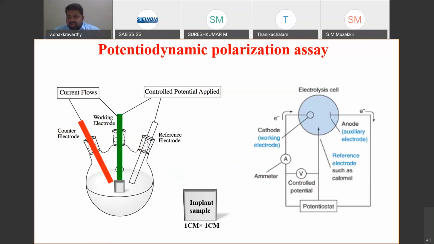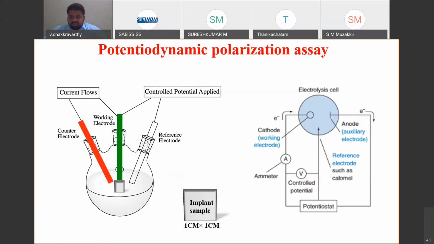In the potentiodynamic polarization assay, we consider three electrodes in total. One is the working electrode, which is the implant material. The next is the reference electrode, for which we generally use a standard hydrogen electrode or a standard calomel electrode, because the electrochemical potential is already known. For the hydrogen electrode, the standard electrochemical potential is already known, so that is why we use a hydrogen electrode as a reference electrode, or else we can use a saturated calomel electrode. Different materials could be used, but generally we go for a standard hydrogen electrode as the reference electrode.